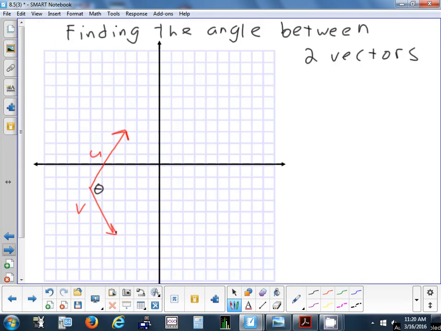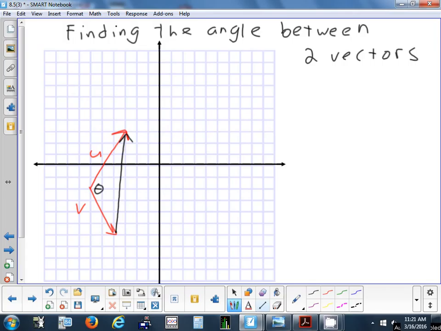Let's start with this picture. Okay, in that picture, I've labeled two vectors, u and v. And my goal is to find theta. Okay, I want to figure out the angle between u and v. Well, what shape could we make out of that? Yeah, we could make a triangle out of it. Right, so we'll just draw our line like that. And I want to know what that vector in black is.